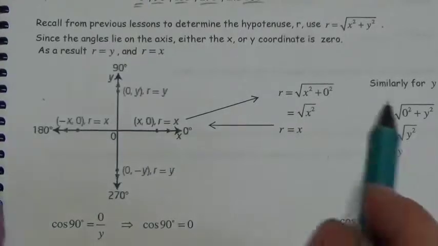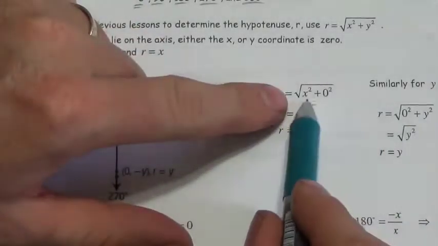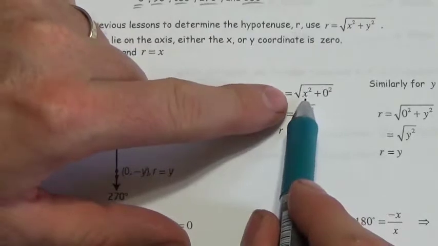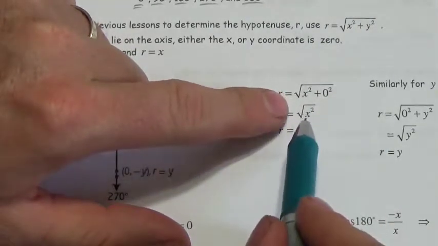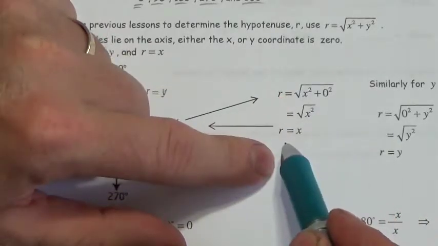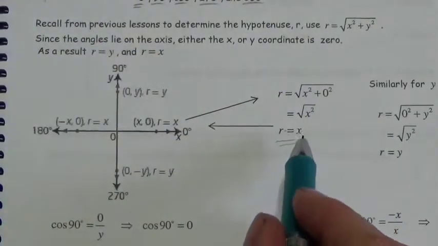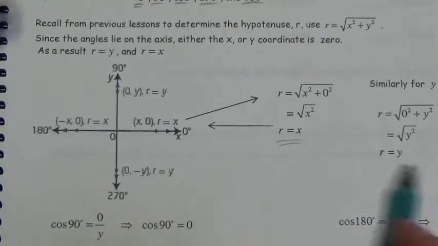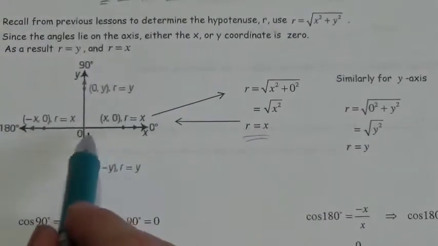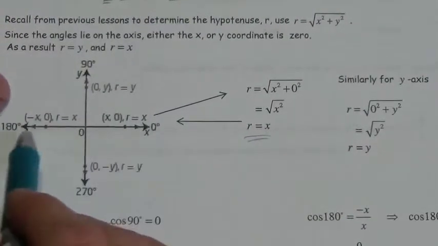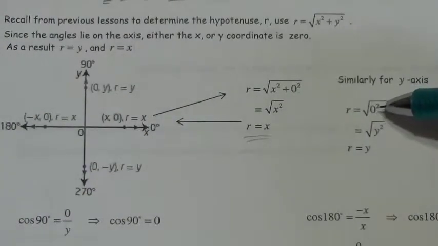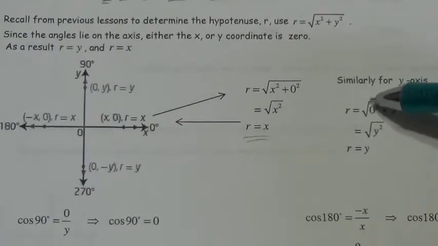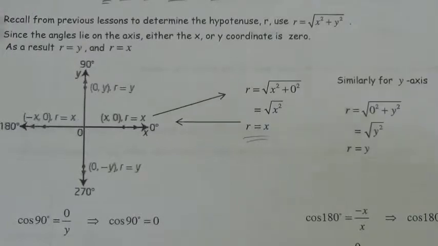The x-coordinate is 0. So in that particular case, if you're looking for r and you let y go to 0, well, 0 squared is just 0 plus x squared is x squared. The square root of x squared is x. So r becomes the same thing as x. Similarly, if you're picking a point that's on the x-axis, the y-coordinate goes to 0. And if we're looking for r, the x goes to 0, 0 squared is 0, plus y squared is y squared, and the square root is y.